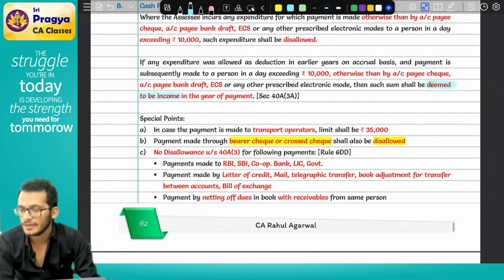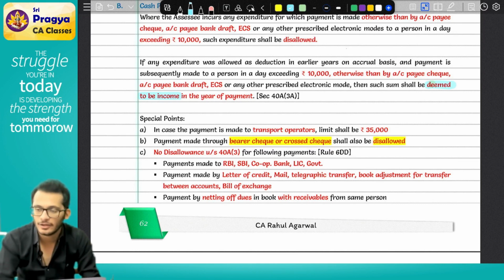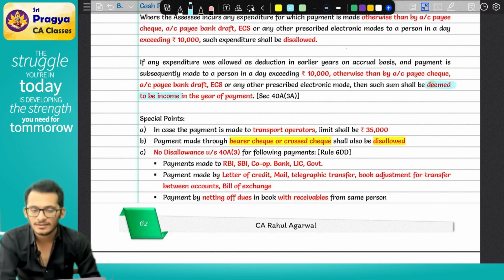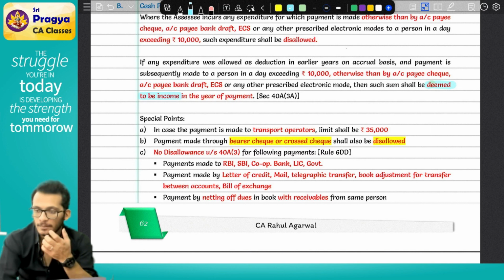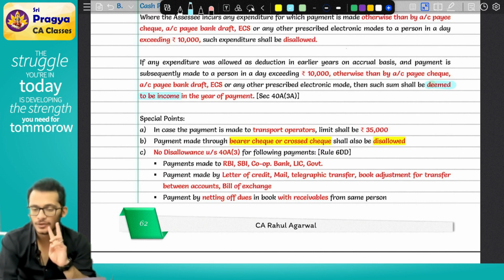There is an important word here. It's a deemed income, which means, is it an addition or a disallowance? It is an addition. Keep it in mind. While the answer in both will be the same, you will add only. But what words you use makes an impact. In the first scenario, you will put disallowed. In the second scenario, you will put it as deemed income. Yes or no?